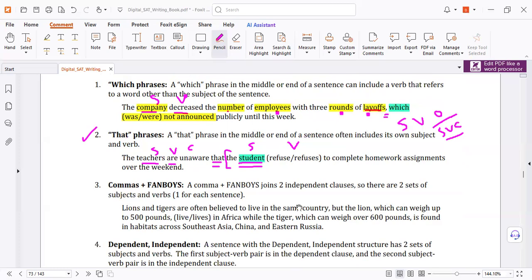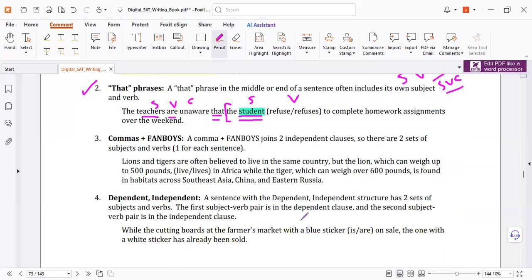If it was plural, it would be "refuse" only, right? So it must be "refuses". Yes or no? Yes, yes. Yeah, "refuses". So that's what we need. Now let's go to the next.